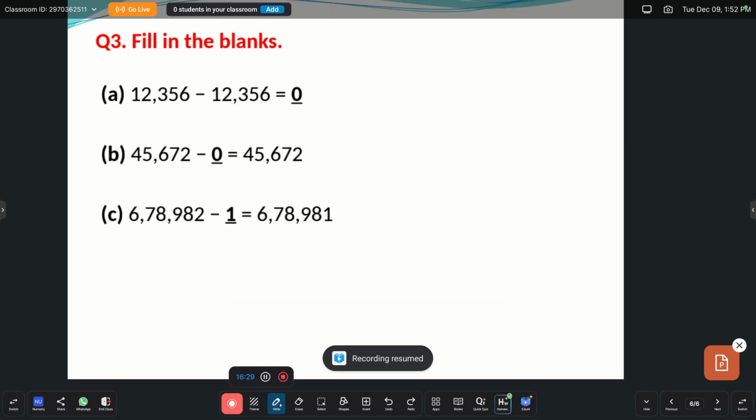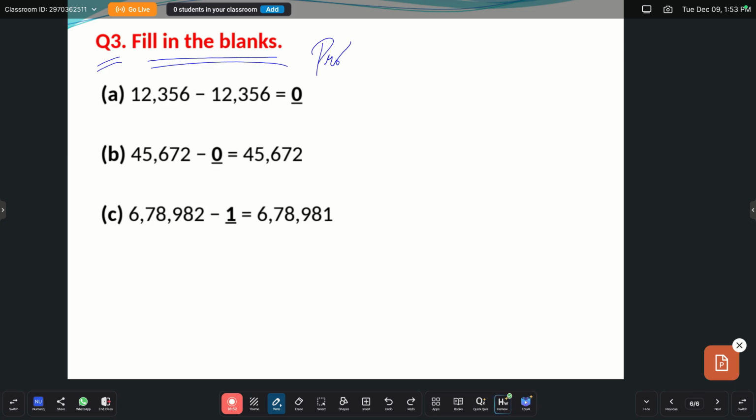Okay, beta. Now we will do our question number 3. Question number 3 is fill in the blanks. In this question, you will use the properties of subtraction. You don't need to arrange these numbers in columns and then subtract. You have to use the properties of subtraction. Here we will apply the properties.